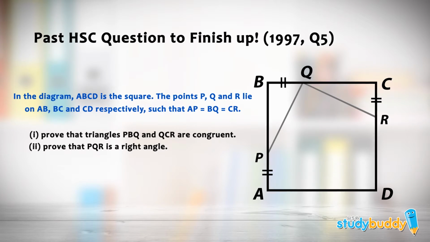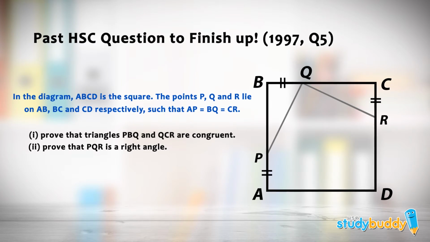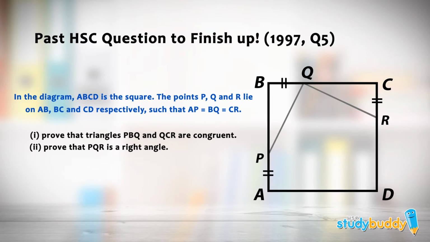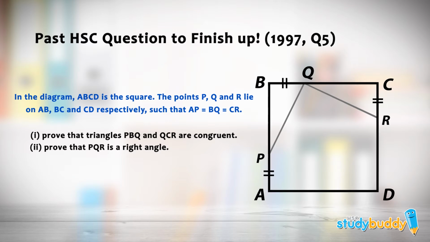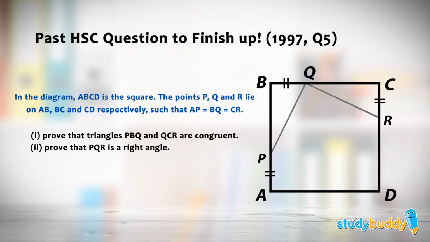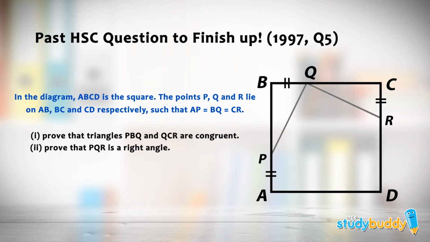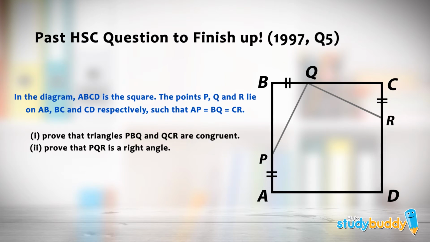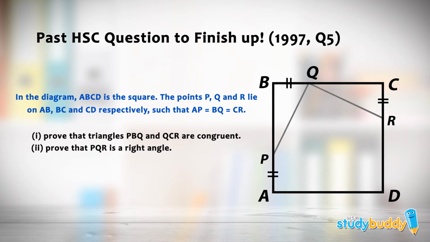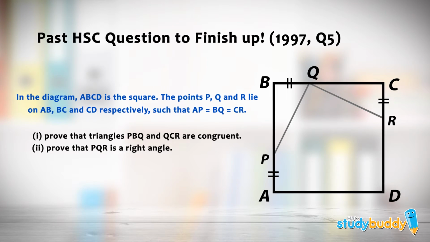So we've got a square, we've got some lines that are equal to each other, we can see that we're being asked about congruent triangles in the first part, and then proving the size of a certain angle. So the first thing to do with this kind of question that I always recommend is to very, very carefully read that first sentence that's given to you.